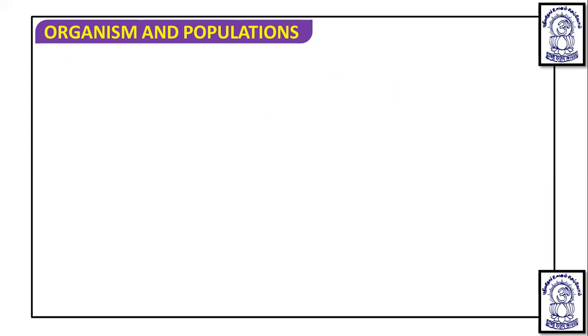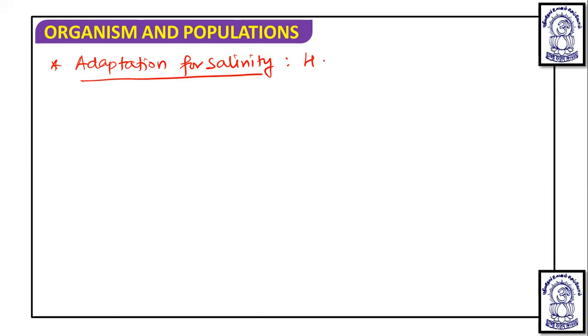Now, after these xerophytic conditions, now we are going to talk about the adaptation for salinity. And when we talk about the adaptation for salinity, here we talk about the halophytes, and halophytes grow in saline soil. Okay. Now, here they have morphological and some anatomical adaptation.